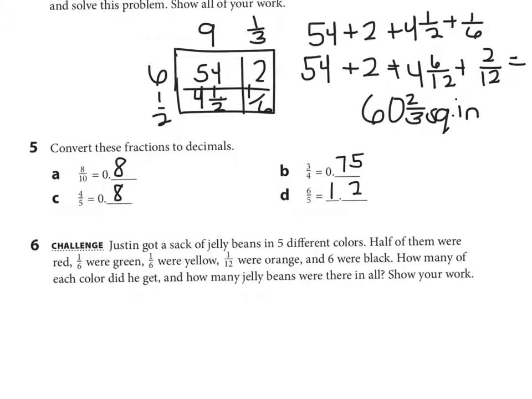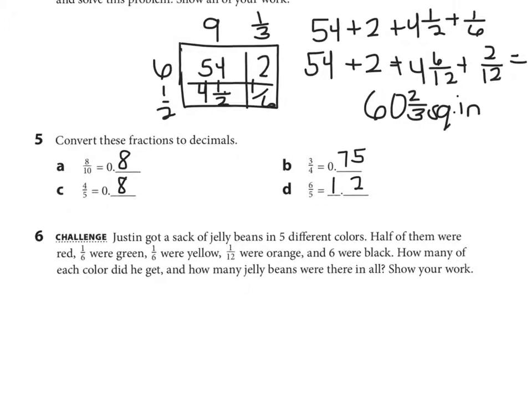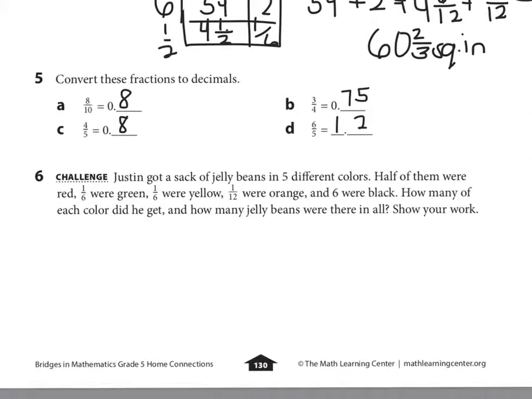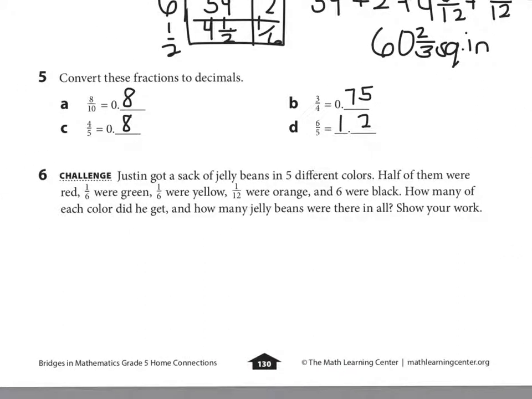Number 6. Justin got a sack of jelly beans in 5 different colors. Half of them were red, 1/6 were green, 1/6 were yellow, 1/12 were orange, and 6 were black. How many of each color did he get, and how many jelly beans were there in all? So I like to draw pictures. I'm going to draw a picture. Let me kind of look at this.